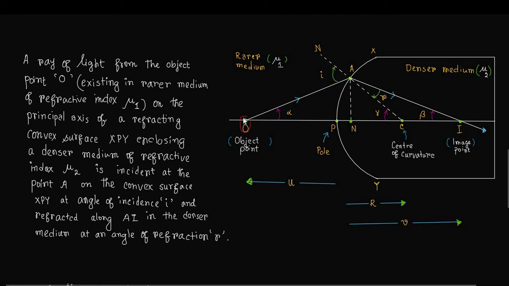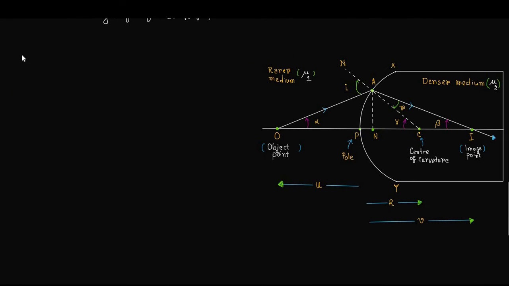Now a ray of light from the object point O is traveling along OA and is incident at the point A on the convex surface making angle of incidence I, and the refracted ray will be traveling along AI making angle of refraction R. The refracted ray AI from the point of incidence A on the refracting convex surface XPY.